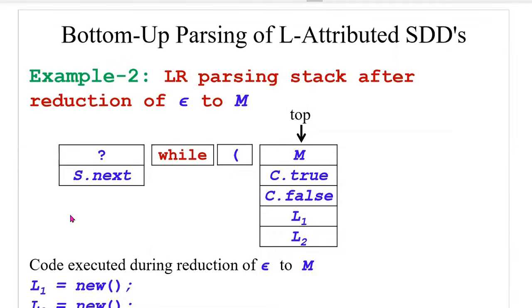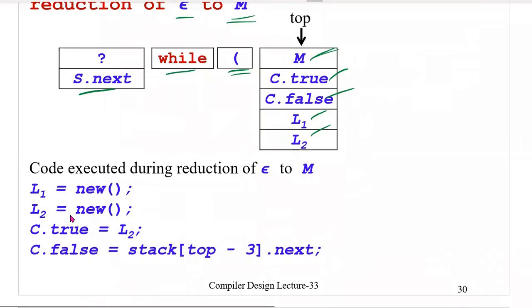So the LR parsing stack after reduction of null to marker. Now first a question mark, nothing is there. Then S.next, then while, then open braces, then the M marker will be placed, then the true, false conditional values, then labels. Code executed during reduction of epsilon to M: first L1 equal to new, L2 equal to new, C.true equal to L2, C.false equal to stack[top minus 3].next.